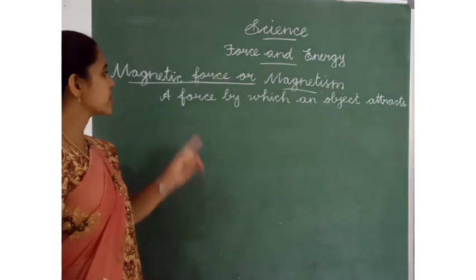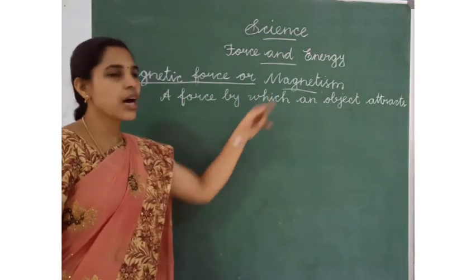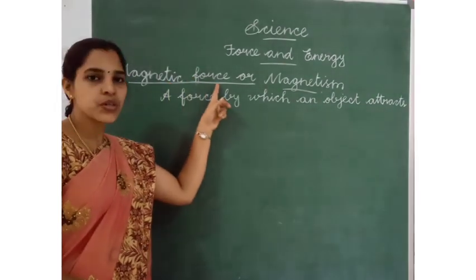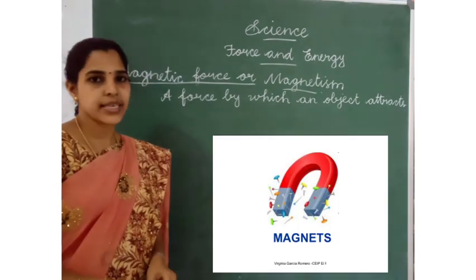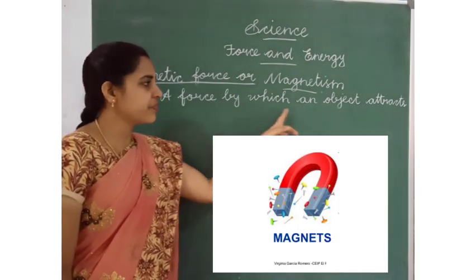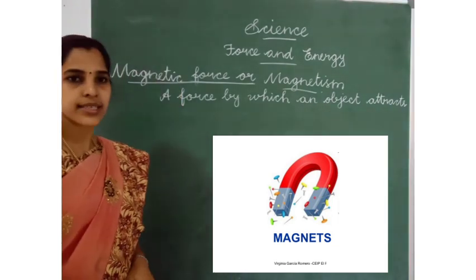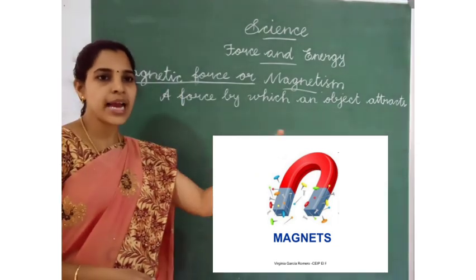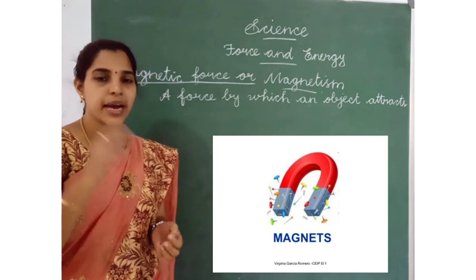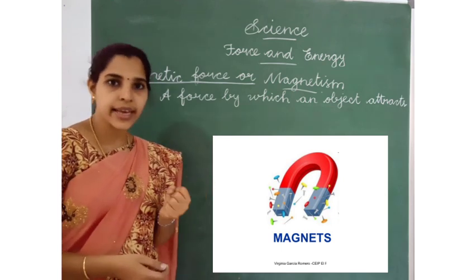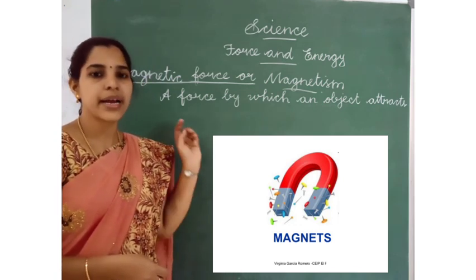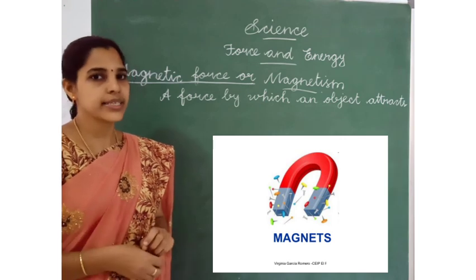Next type of force is magnetic force or magnetism. Just two names, magnetic force or magnetism. Magnetism means a force by which an object attracts. Magnets will attract the things made of iron or nickel. That force is called magnetic force or magnetism.